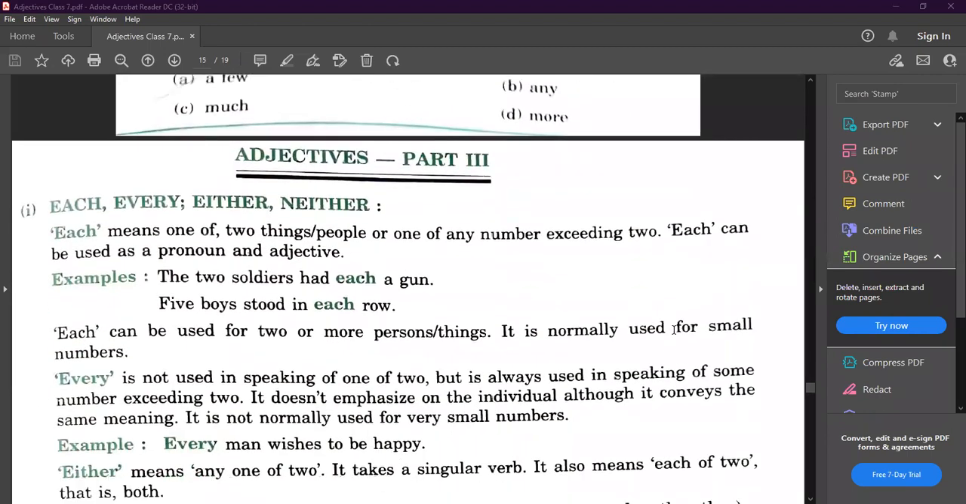Adjective part 3. Each, every, either, neither. Each means one of two things, people or any number exceeding two. Each can be a pronoun or an adjective. The two soldiers had each a gun.